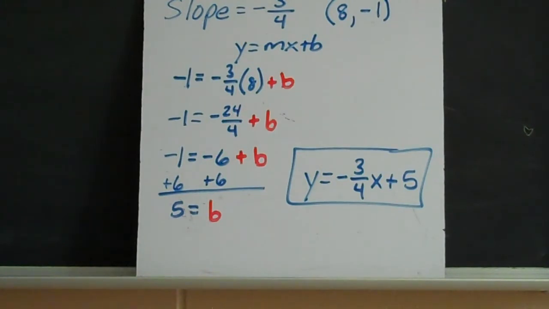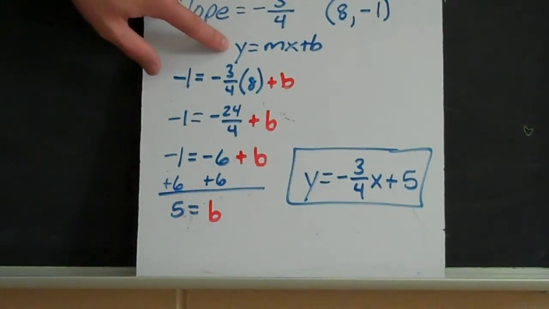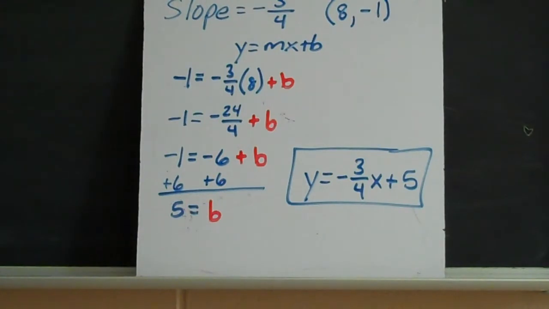Here we have a slope of negative 3/4 and a point 8, negative 1. Again, we want to use the equation y equals mx plus b. We're going to plug negative 1 in for y. Negative 3/4 is our slope, so that goes in for m. And 8 is our x value, so that goes in for x. And remember, we're going to solve for b.